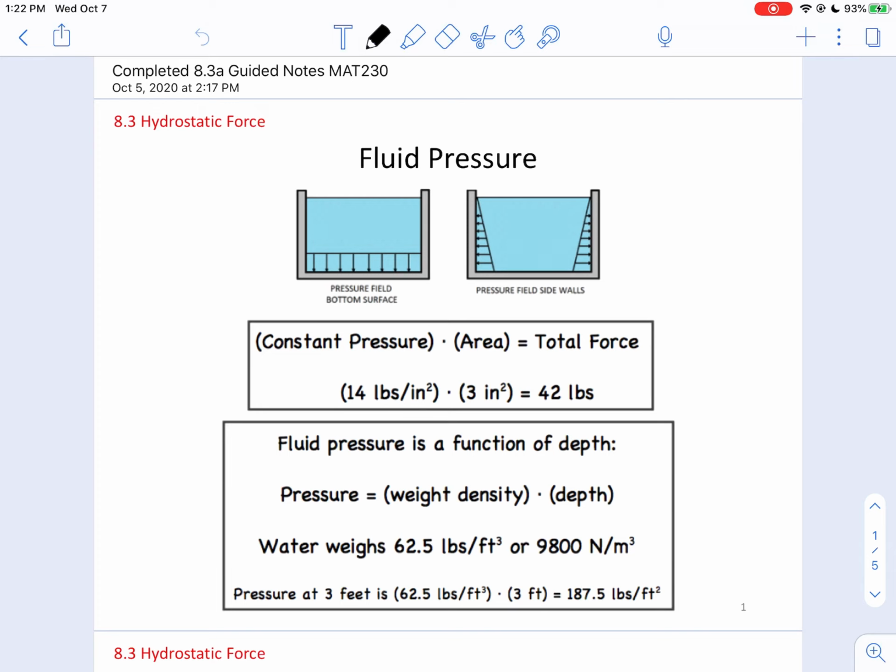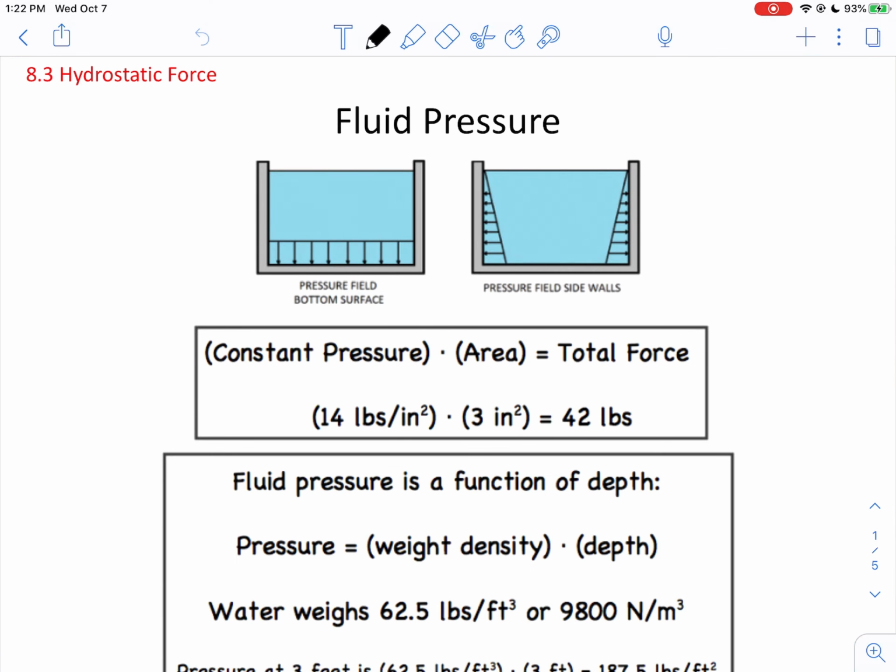Hello, calculus students. Hydrostatic force is the amount of force exerted on a surface that has been submerged in a liquid. A little review on fluid pressure. If you have a tank of a liquid, then the amount of pressure all along the bottom edge of it remains constant because the bottom edge of it is at the same depth.